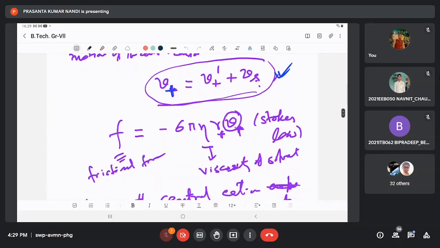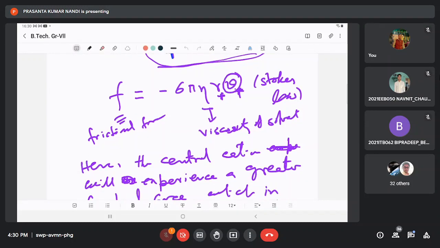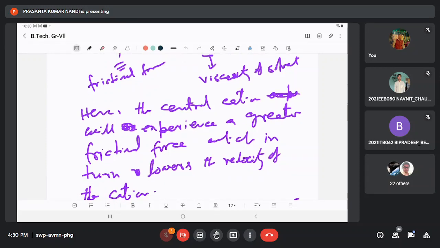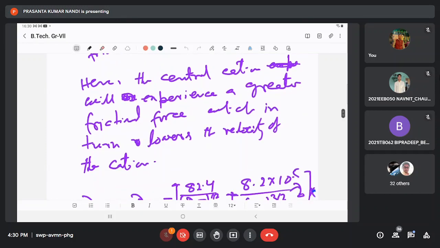Now, you know Stokes' law is there. When the ions move across the medium, there is a frictional force that is given by minus 6 pi eta r plus v plus, where eta is the viscosity coefficient of the solvent, r plus is the radius of the cation, and v plus is the relative velocity. Hence, the central cation will experience a greater frictional force, which in turn lowers the velocity of the ion.